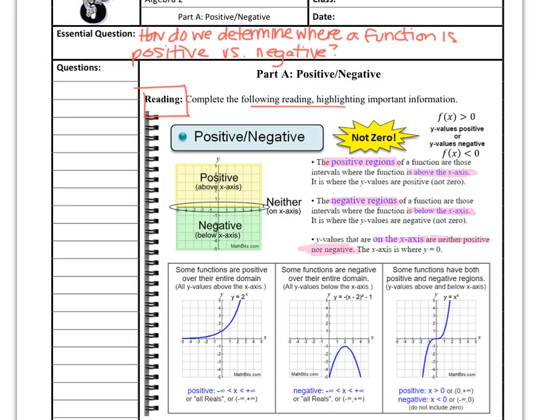Alright, so I just went through the reading and highlighted a couple of things. The positive regions of a function are where we are above the x-axis. So again, notice in this picture, positive is above the x-axis.